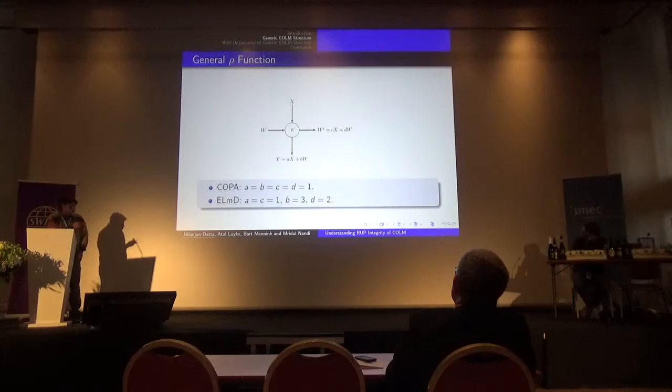And for COPA, one can easily check that A, B, C, D all have value 1, as COPA uses the simple XOR in both directions. And for ELMD, we have A and C equal to 1, and B is 3, and D is 2.